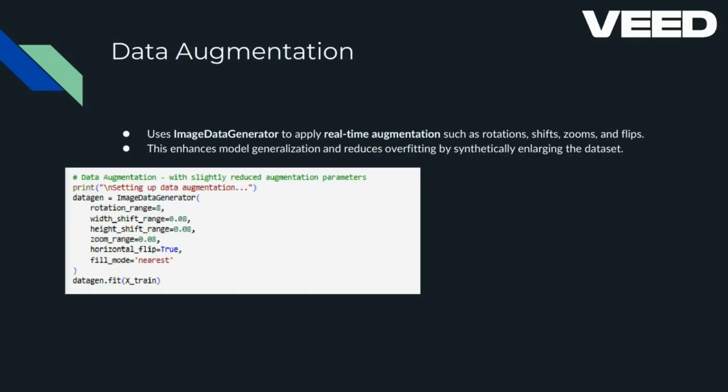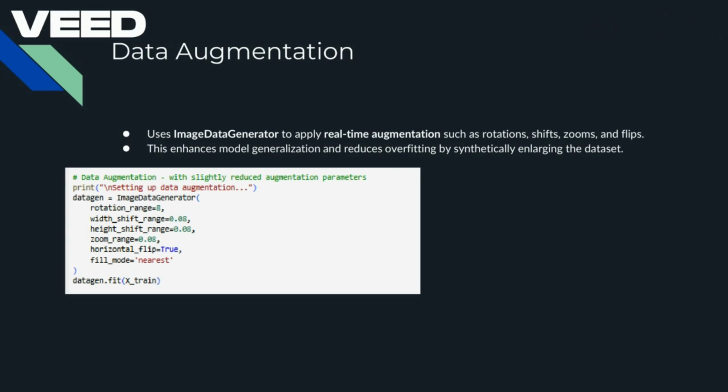In the next slide we talk about data augmentation. Here we do some data augmentation in order to make the model more robust. Basically, we use Keras ImageDataGenerator to apply real-time transformations, which include small rotations, zooms, shifts, and even horizontal flips. This helps the model learn better because it sees different variations of the same face, kind of like teaching it to recognize the same emotion from slightly different angles or positions. It also helps reduce overfitting without needing more data.